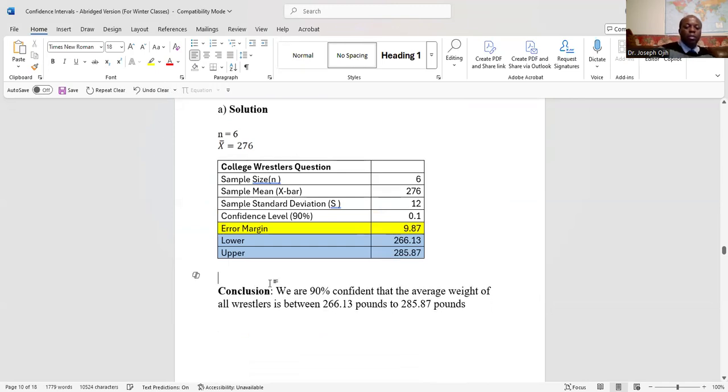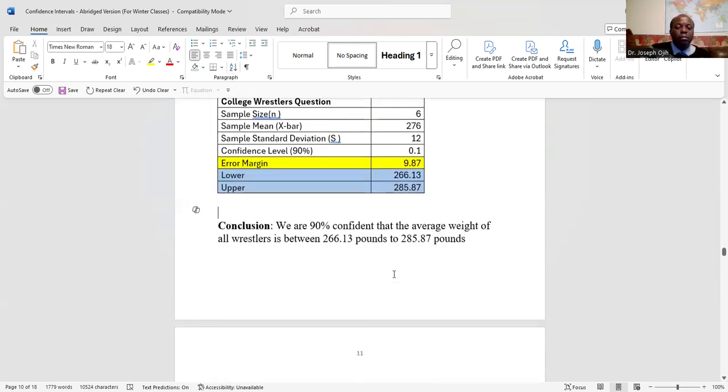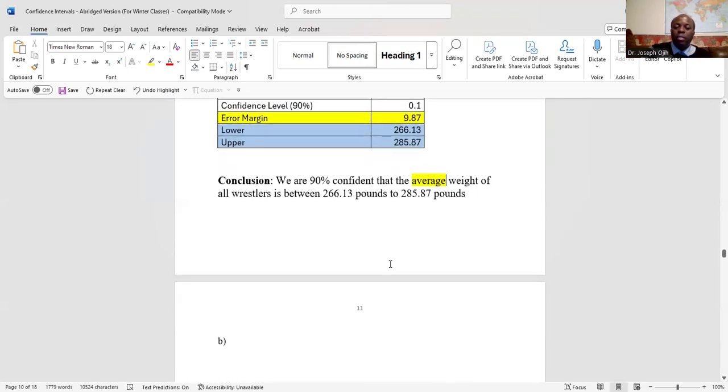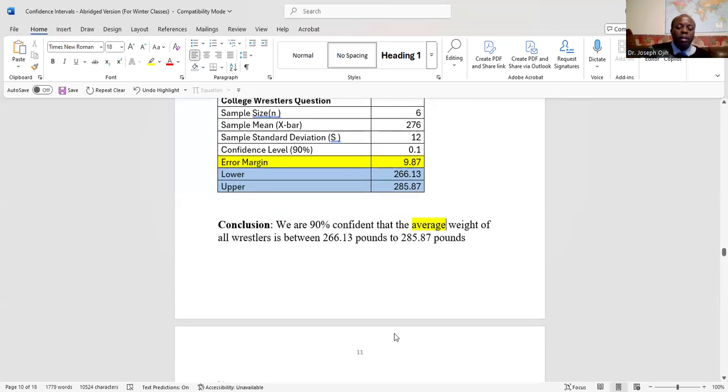Our conclusion will be that we are 90% confident, now I wrote it here because I've solved this question before, that the average weight of all wrestlers is between 266.13 pounds to 285.87 pounds. I see them here. Remember to include the mean, the average, in your conclusion. Otherwise, your conclusion will become wrong. So you have to include the average because it is the mean that you are trying to estimate here. So based on our calculation here, we're 90% confident that the true mean will be between 266.13 pounds to 285.87 pounds.